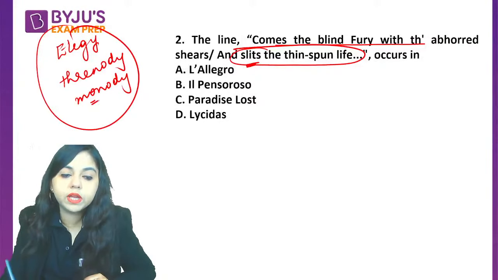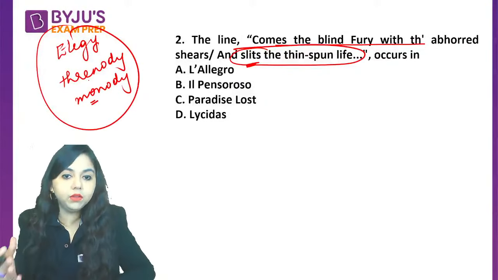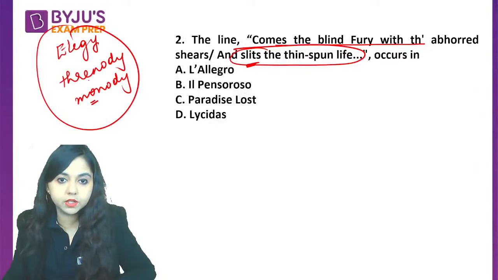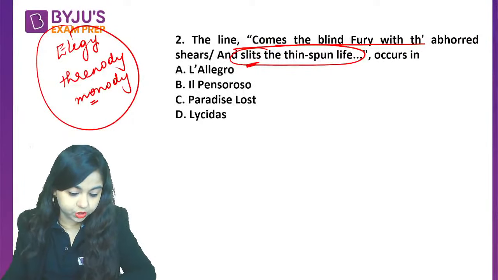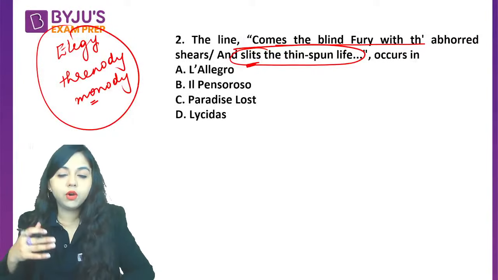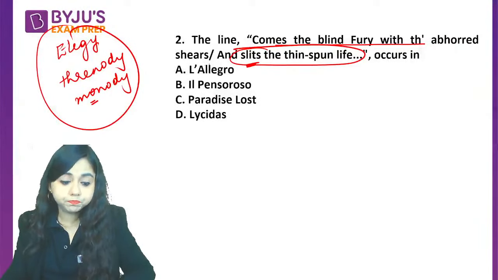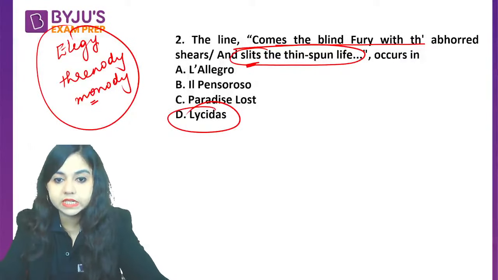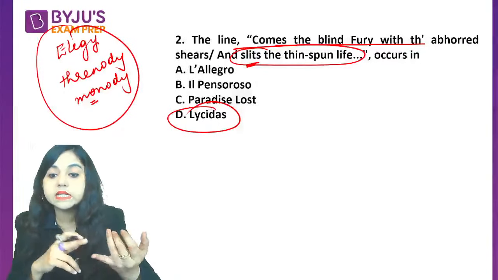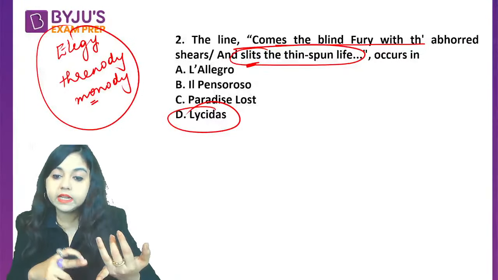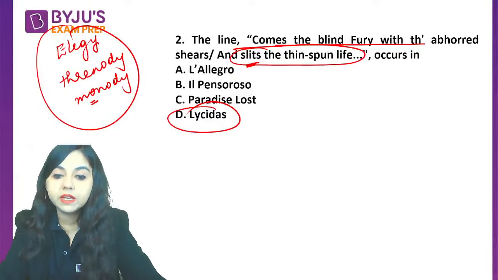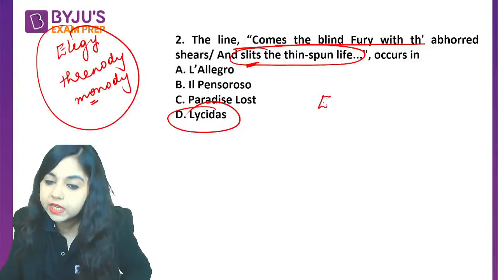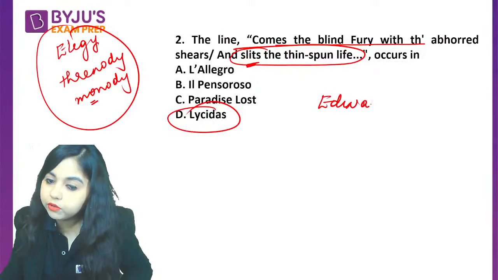You should be looking at key terms every now and then, either the Penguin Companion or the Chris Baldick edition of the Oxford Companion to Literary Terms. What is the right answer? Vahida has answered it correctly. Lycidas is absolutely the right answer. It is a pastoral elegy. It is commemorating the death of Edward King, right?